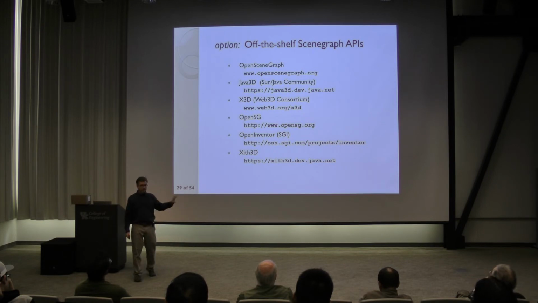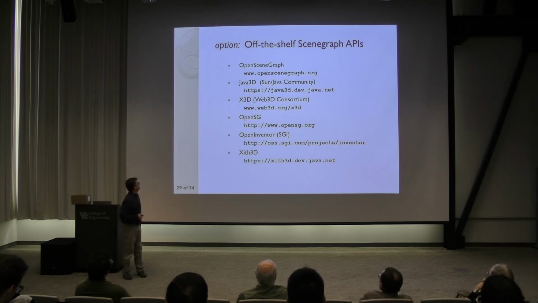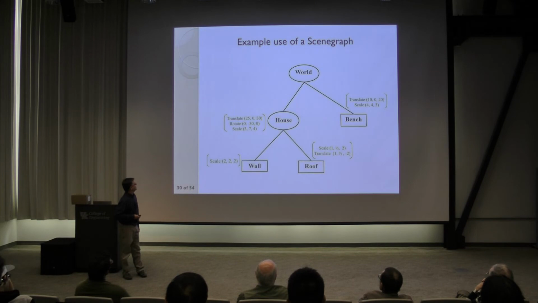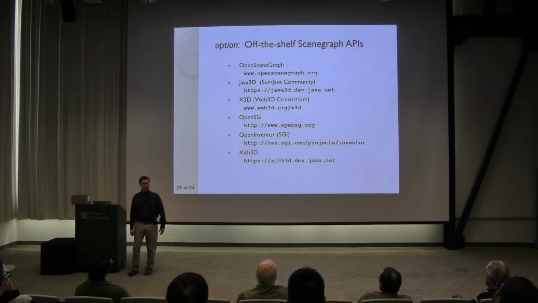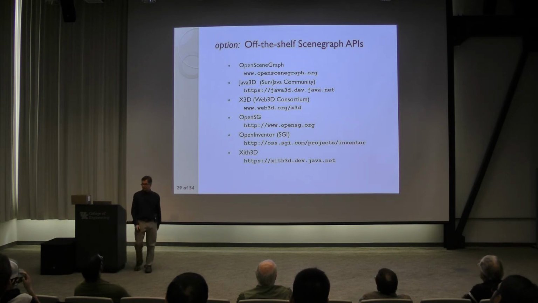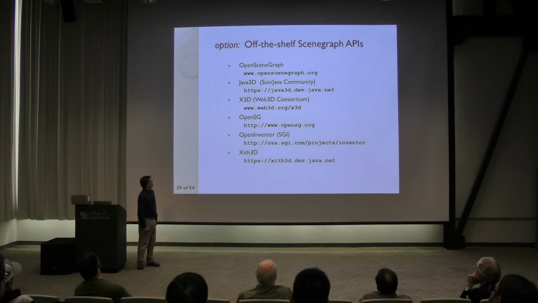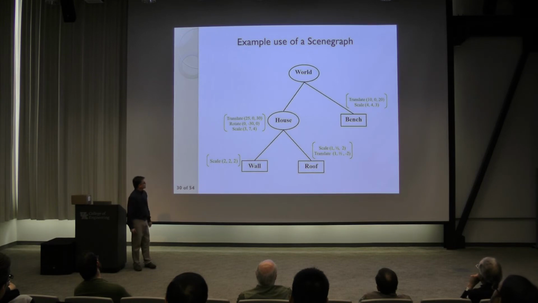Okay, there are off-the-shelf scene graph APIs. You don't have to build the scene graph yourself from scratch. Here are a few of several off-the-shelf scene graphs that you could use in your tiny game engine. I chose to write mine from scratch. I mean, it's only a tree. You guys know how to implement a tree. I felt more comfortable implementing it myself.